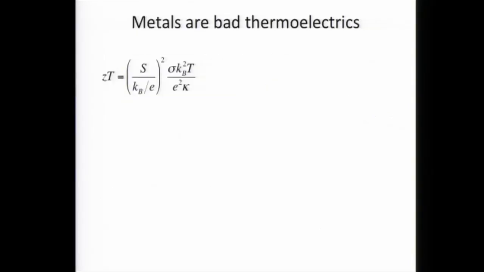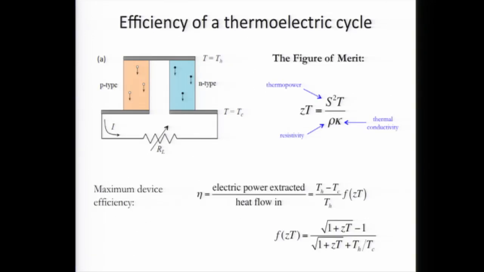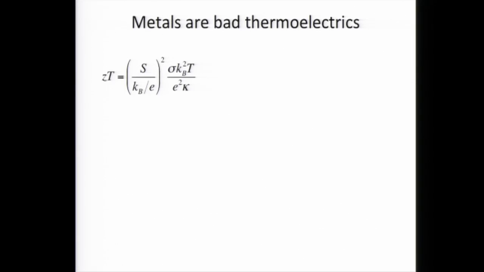But first, I want to talk to you about things that make good thermoelectrics, but I should first tell you what makes a bad thermoelectric. And metals are bad thermoelectrics. So let me just go back and rewrite this object in a slightly different way. What I've done here is, instead of writing the resistivity in the denominator, I've written the conductivity in the numerator, and I've factored out units of Kb over E, Kb being the Boltzmann constant and E the electron charge.